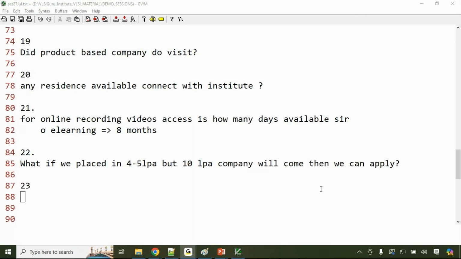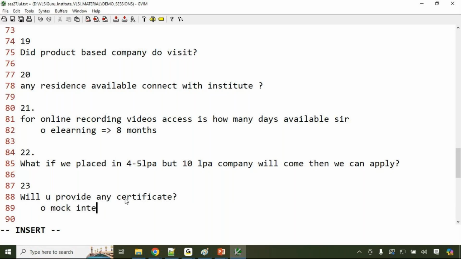Will you provide any certificate? Yes, it will be provided. The basic criteria for providing placement support is that mock interviews will be conducted, and your preparation should be decent.